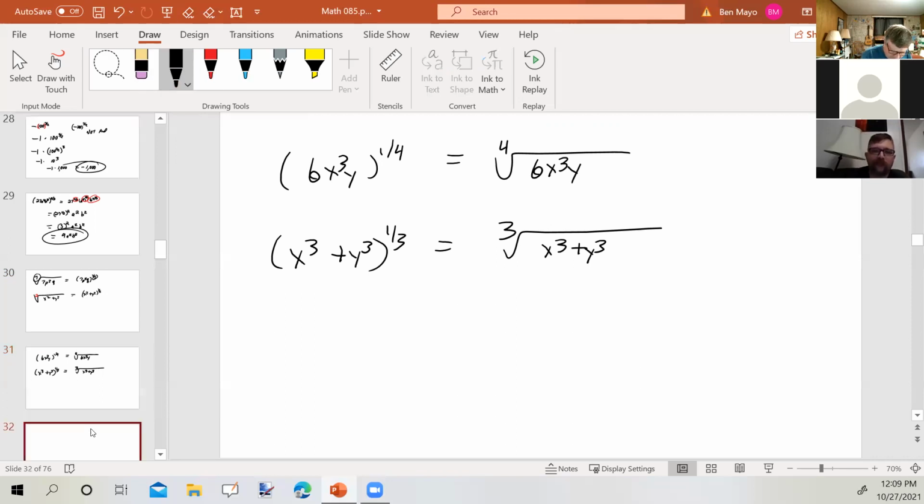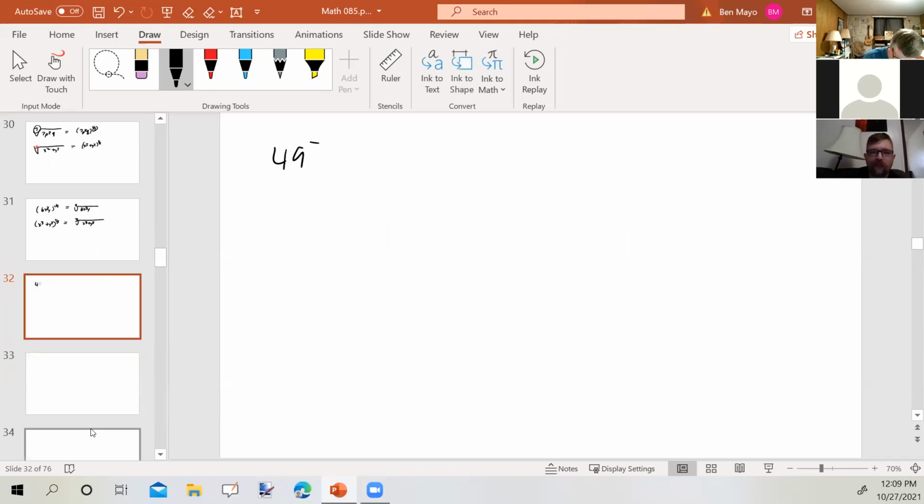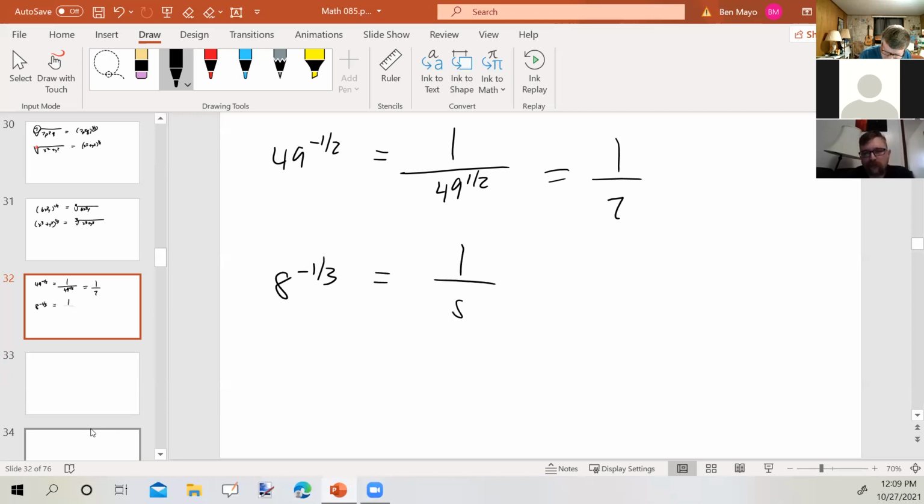Okay, now what about this one? 49 to the -1/2 power. So this is where we're going to rewrite it as 1/49 to the +1/2 power. But 49 to the 1/2 power is like the square root of 49, which is 7. 8 to the -1/3 power would be 1/8 to the 1/3 power, which is 1 over the cube root of 8, which is 2. So it's 7. Okay. You doing okay? All right.